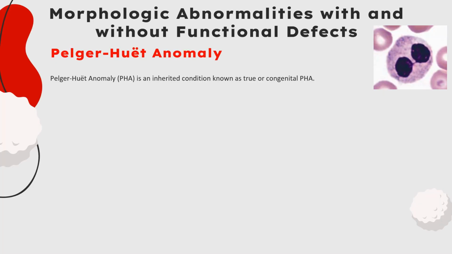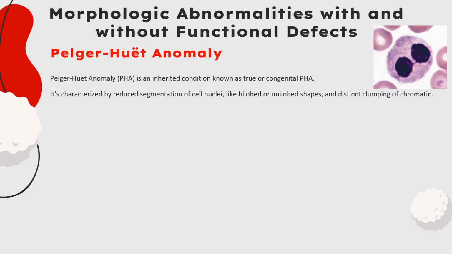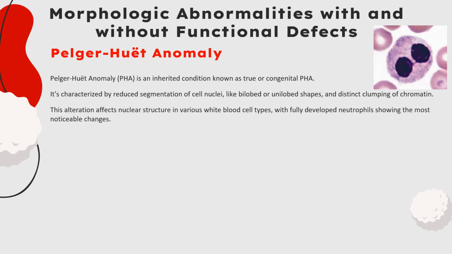This condition is inherited and falls under the category of true or congenital PHA. PHA is characterized by a reduction in the segmentation of cell nuclei, leading to bilobed or unilobed shapes and distinct clumping of chromatin. These nuclear structure alterations affect various types of white blood cells, with fully developed neutrophils showing the most noticeable changes. In the United States, approximately 1 in every 4,785 individuals is affected by PHA.